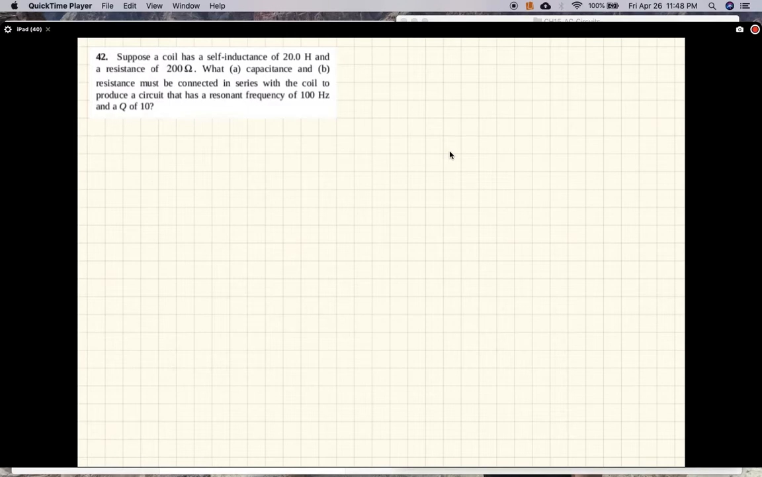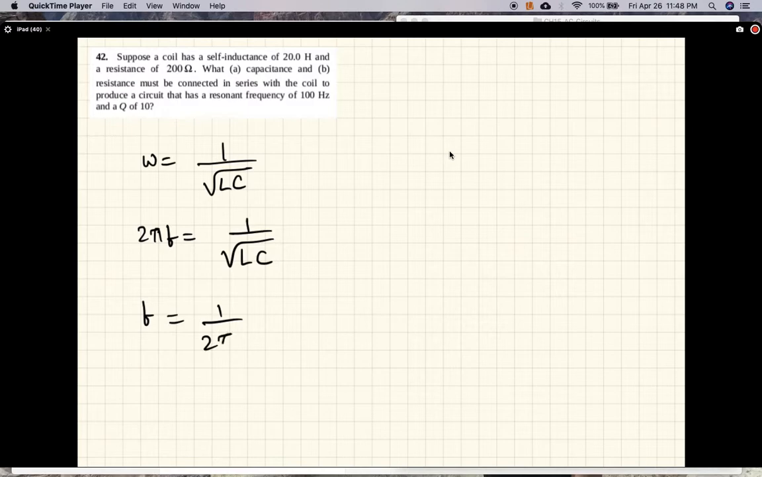Alright, so we want a resonant frequency of 100 Hz. So what we want is omega to be 1 over square root of LC, so 2 pi f is equal to 1 over square root of LC, so f is equal to 1 over 2 pi square root of LC, and f is given to be 100 Hz.